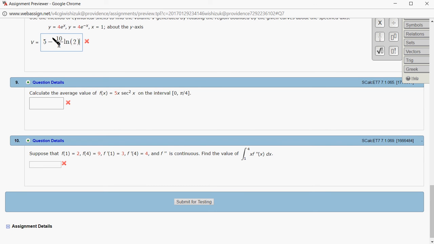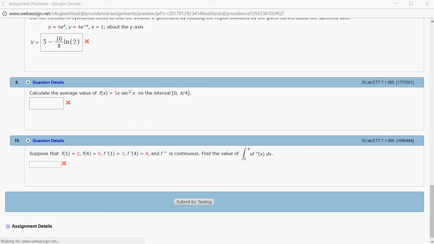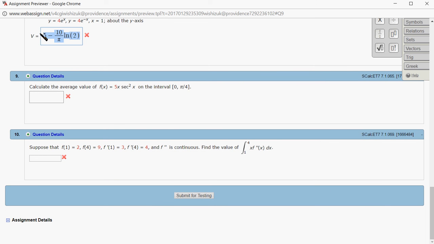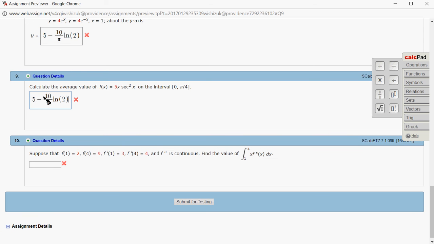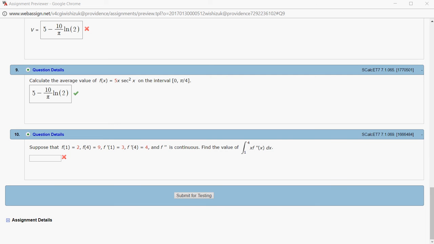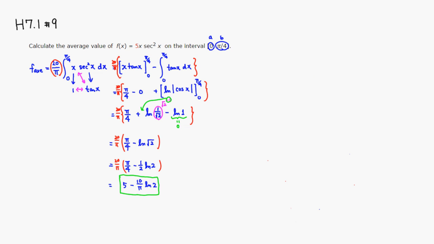Let's submit for testing. Oops, I put it in the wrong place here. It was number 9, so I should have put it right there. So let's submit for testing. It came back and looks like we got this one correctly. That's it. I hope that this was clear.